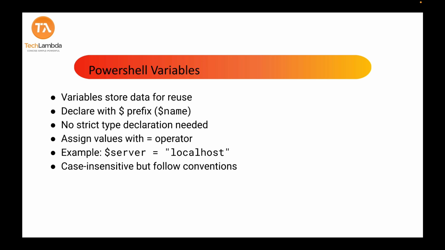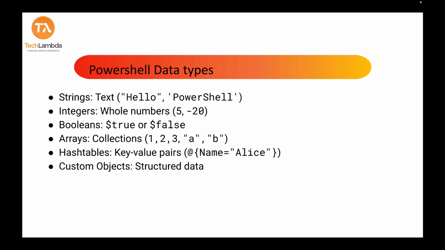Then we have PowerShell variables, which help us to store data. For using variables in PowerShell, we use the dollar symbol prefix, and there is no strict type declaration needed in PowerShell. You can assign a value by using the equal operator. For example, using $server, I provide the value localhost as a string. This is case insensitive but follow conventions.